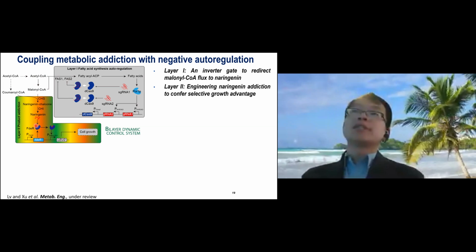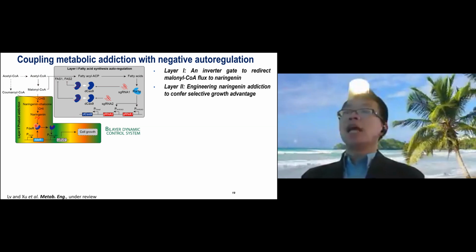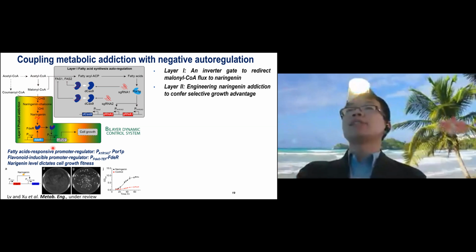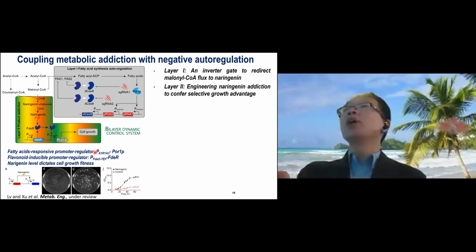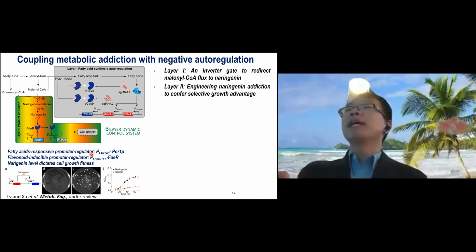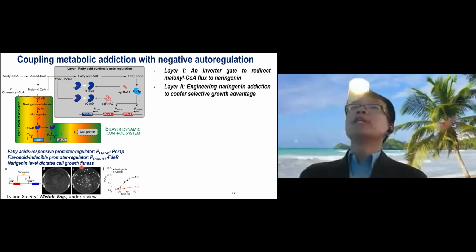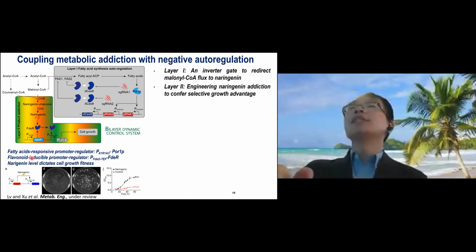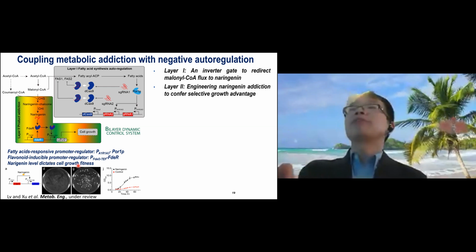So we did lots of experiments. It's all concentrated on one slide here. For example, here we screened the fatty acid responsive promoter regulator system. We found this hybrid promoter, PA1, R1A3 promoter, and PAR1P pair. We also engineered this flavonoid inducible promoter. Indeed, we found naringenin level can dictate and dominate cell growth fitness.